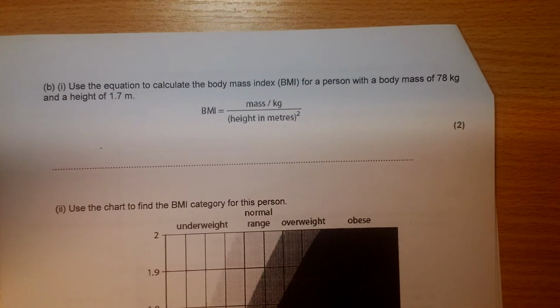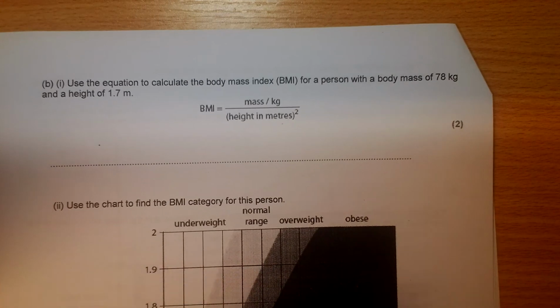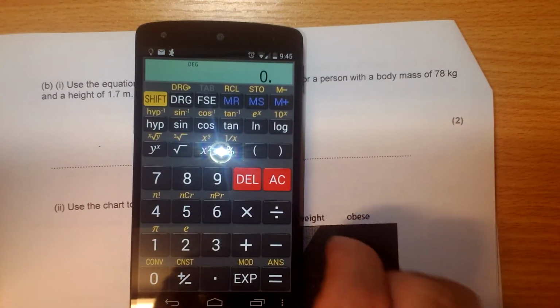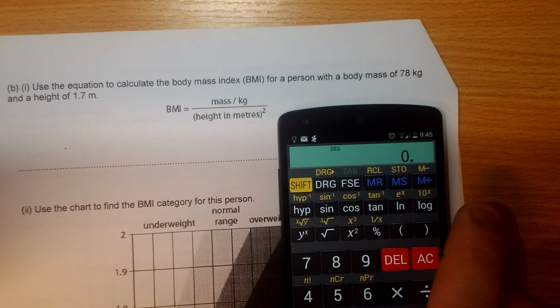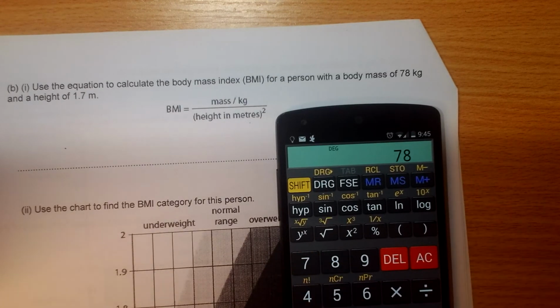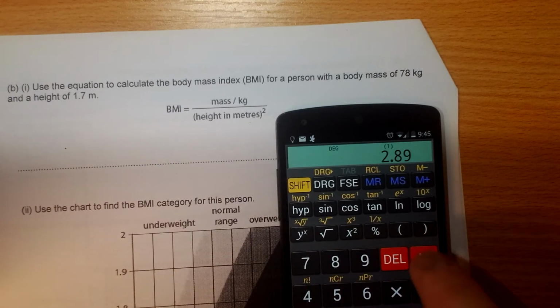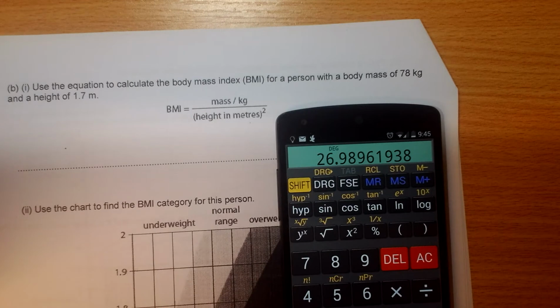Okay, so we're now on to a question with a bit of maths. It asks us to calculate the BMI for a person with a mass of 78 kilograms and a height of 1.7 meters. So we need a calculator for this. If we look at the equation, it's mass divided by height in meters squared. So I'm going to do 78, which is their mass, divided by their height squared, 1.7 squared, and I've put that in a bracket to make sure the calculator does it the right way around, and it gives an answer of 26.98, but we can round that up to 27. 2 marks for that one.